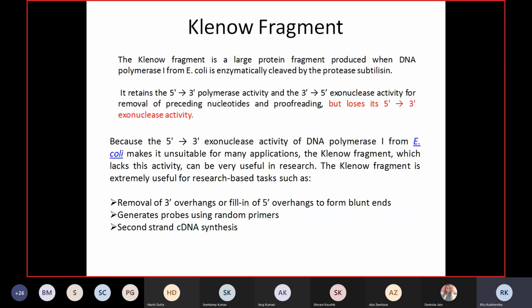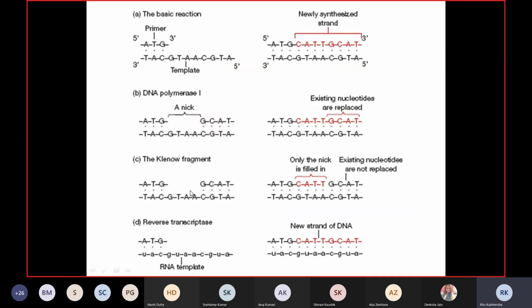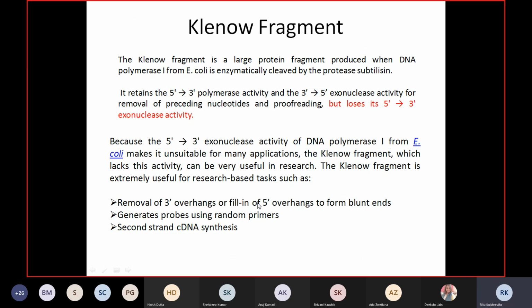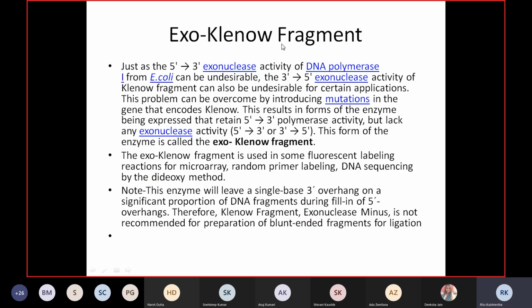Now, another variation of Klenow fragment was made. Klenow fragment, which properties does it have? It has 5' to 3' polymerase, and it has a 3' to 5' exonuclease activity. But in many scenarios you don't want any 3' to 5' exonuclease activity. So they have developed another enzyme called exo-Klenow fragment, which lacks any exonuclease activity. So it only has 5' to 3' polymerase activity.